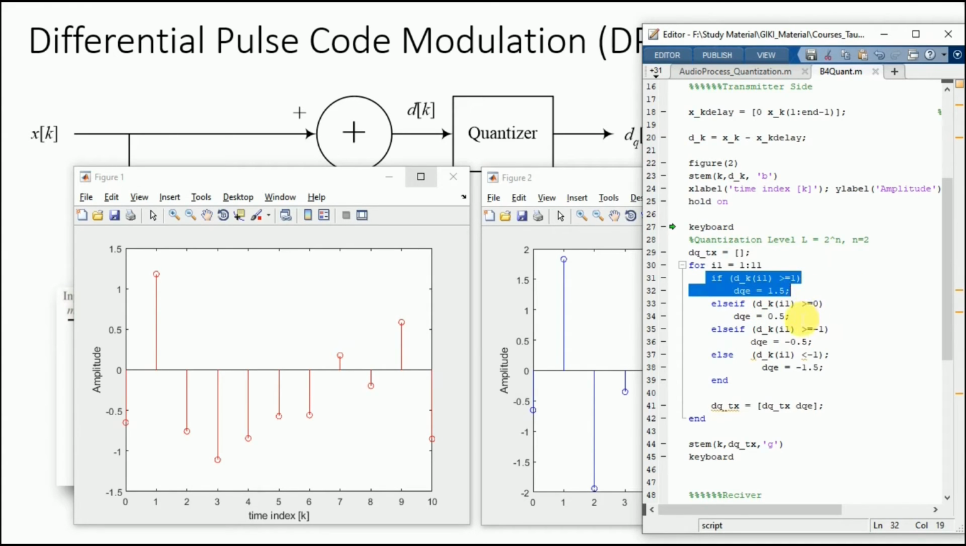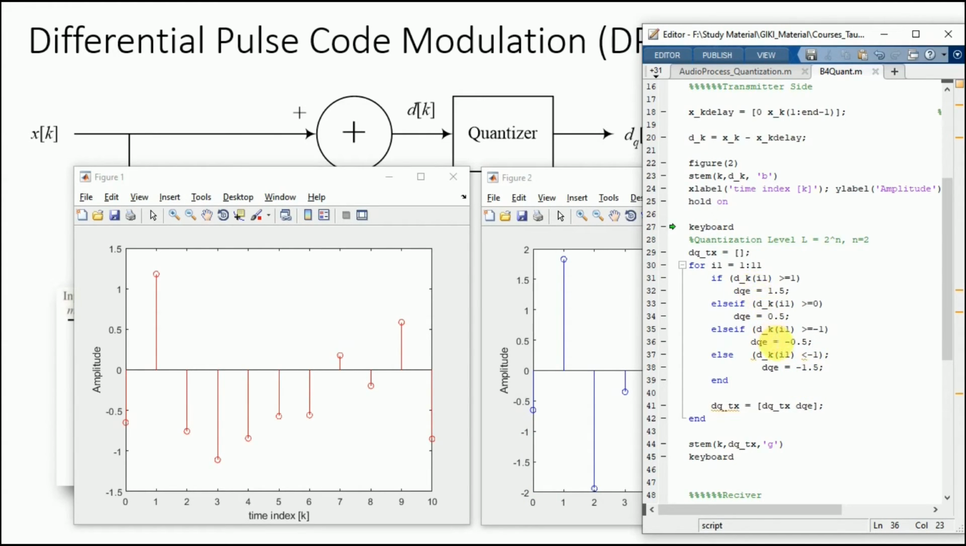If this is not met, and in fact the value of difference is greater than 0, then for the second condition, it would be considered as 0.5. The third condition is if the value of difference is greater than minus 1, so it should be approximated to minus 0.5. And lastly, if the value is less than minus 1, it should be approximated to minus 1.5, right?